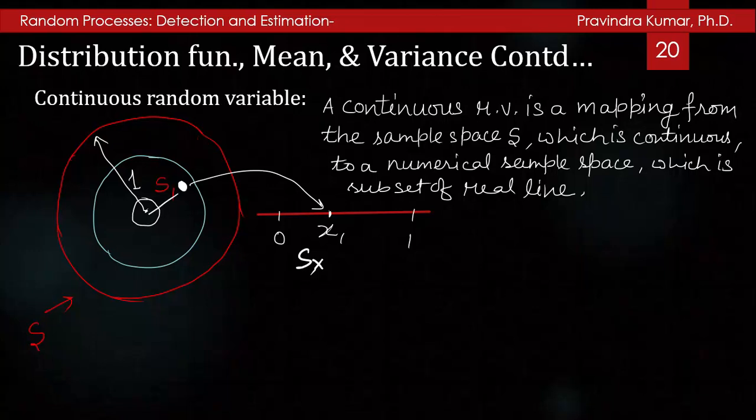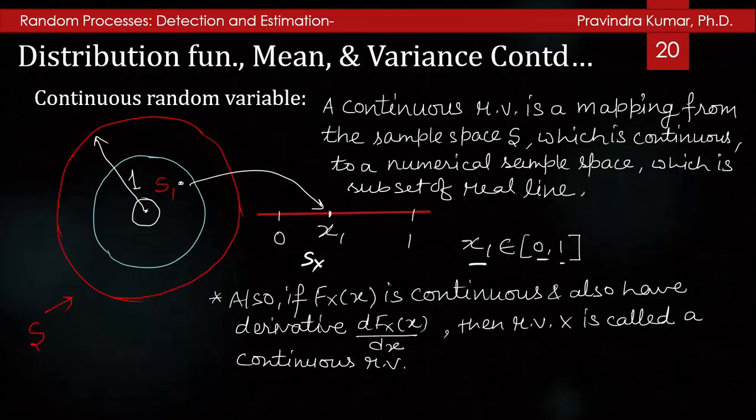So this distance is measured from the center, and we assign the value on the real line as x1. So x1 belongs to between 0 and 1. This x1 can be anywhere between 0 and 1, and this x1 is the continuous random variable.